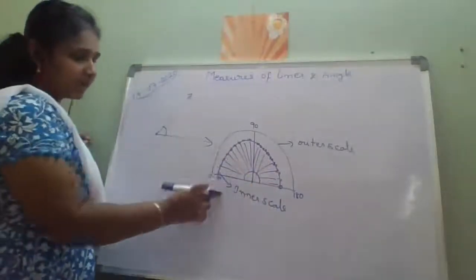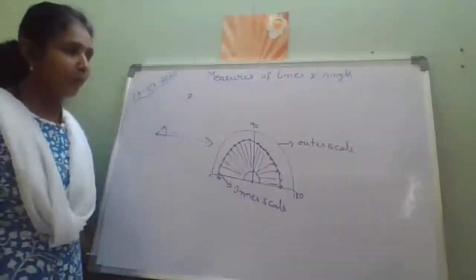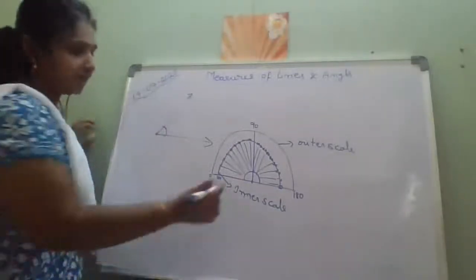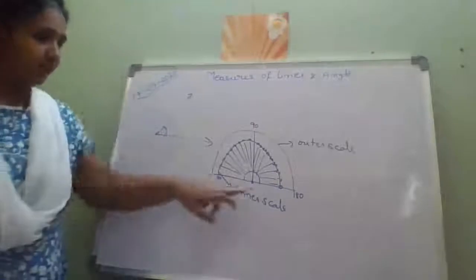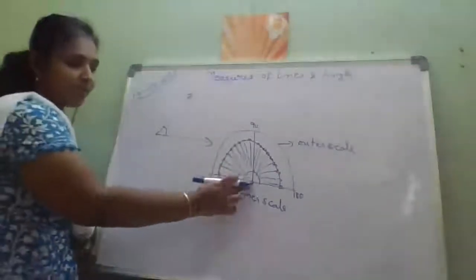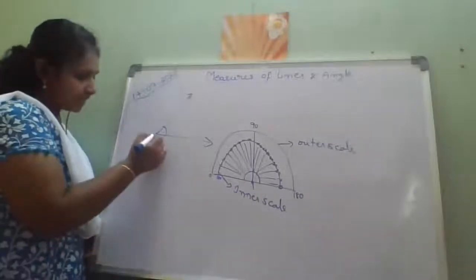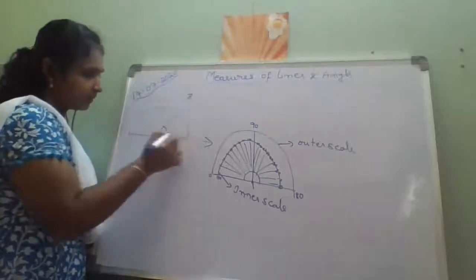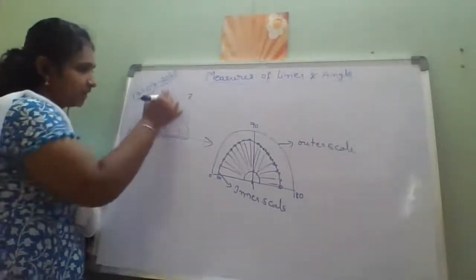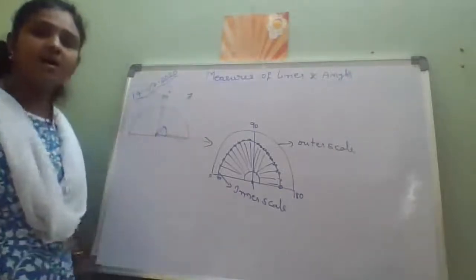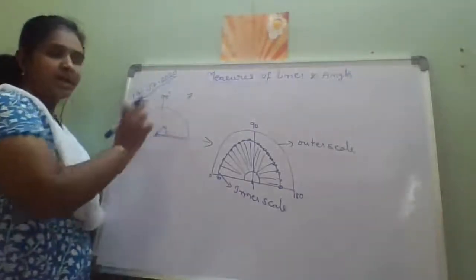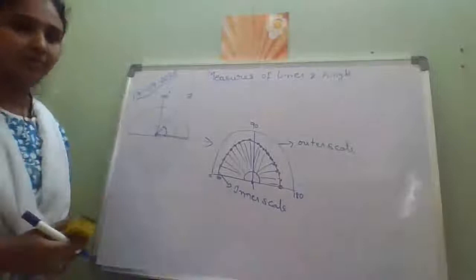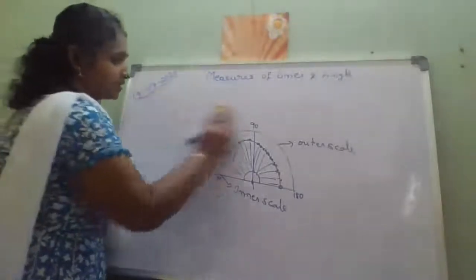This one is the inner scale, this one is the outer scale. So by using this protractor, how do we measure an angle? See, this point is the center point. This point is placed here at the vertex. The protractor is kept like this, with 90 degrees, then measure the angle. Like this, we measure the angles.